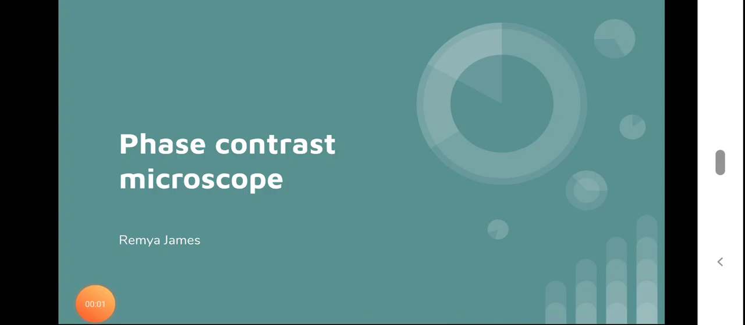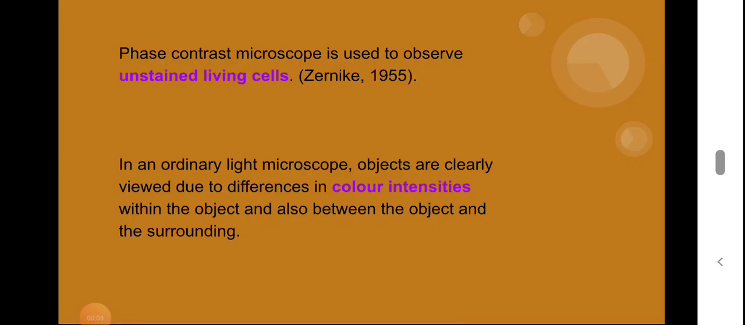Dear students, today we are going to discuss the phase contrast microscope. The phase contrast microscope is used to observe unstained living cells. Usually when we view some object under the microscope, we stain the cells and then view it under the microscope. That is what we are usually doing.